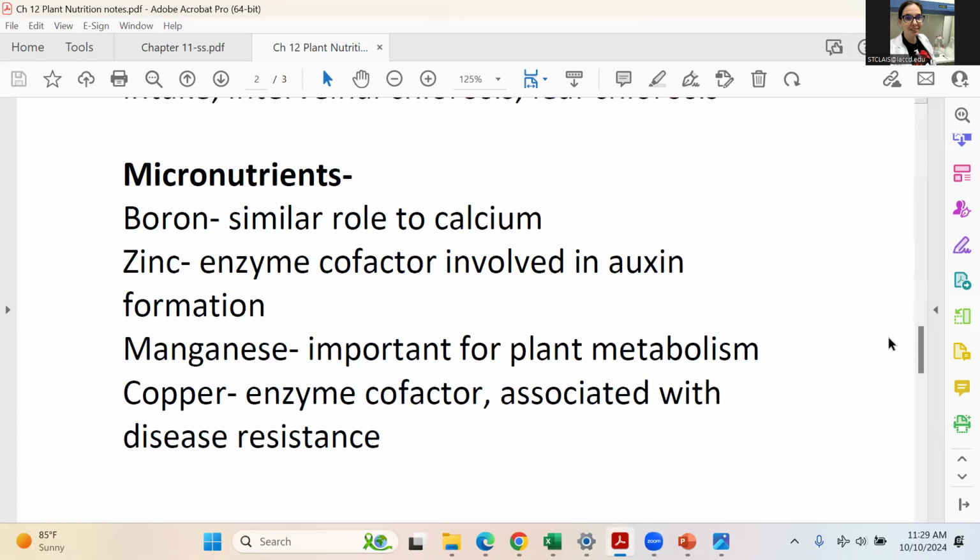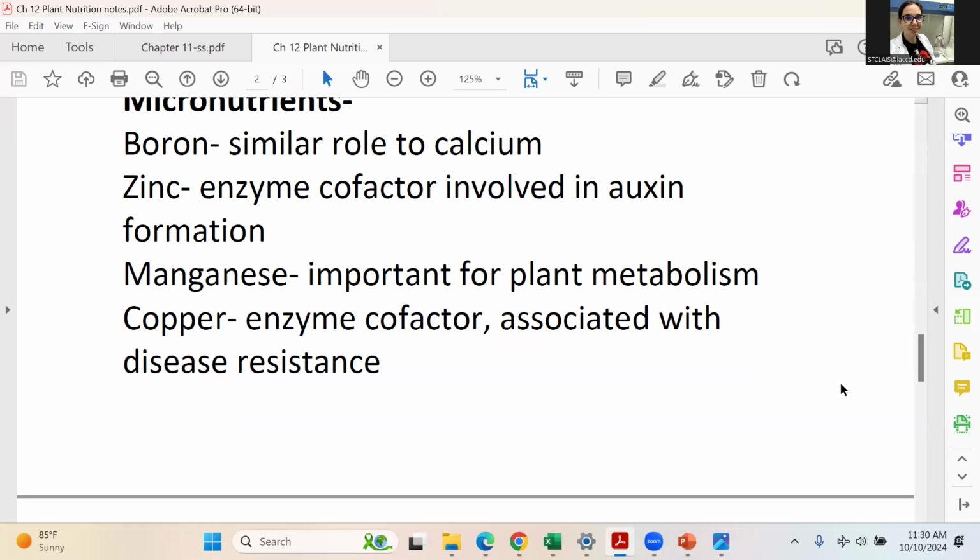One of those is boron. Boron has a similar role to calcium, so it is involved with reinforcing the cell wall. Boron deficiency will also look similar to what we see with calcium deficiency. For zinc, it's an enzyme cofactor involved in auxin formation. Auxin is important for elongation of the plant cells, as well as in plant rooting.